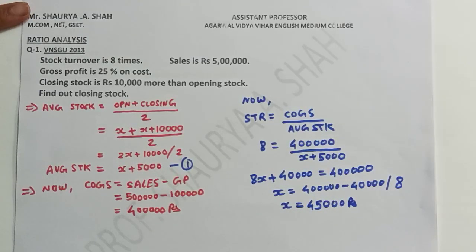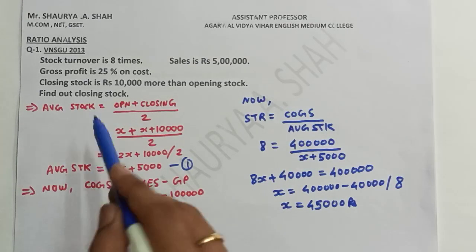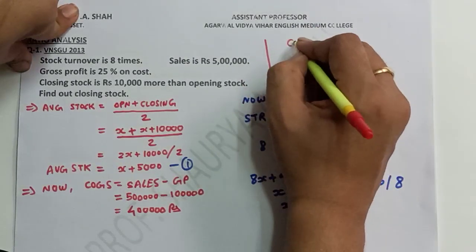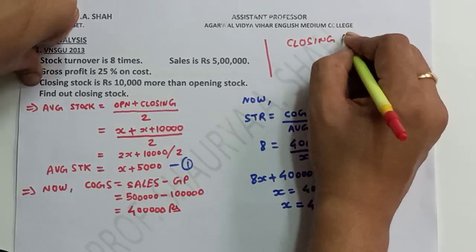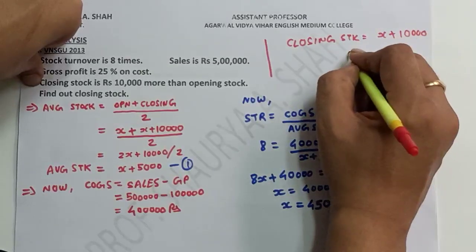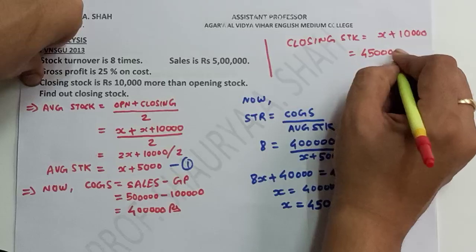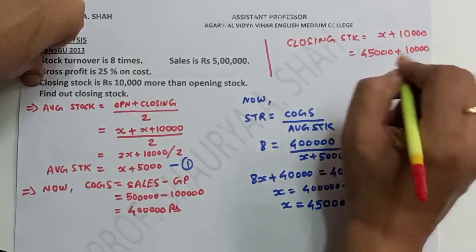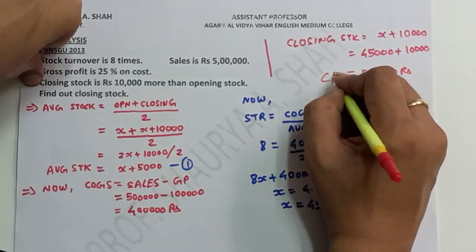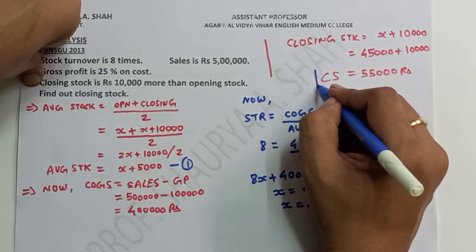Now what is being asked in the sum, students, that you need to look very carefully. You have been asked the value of closing stock. Now x stands here for opening stock, right? So what will be my closing stock? Finally my closing stock will be x plus 10,000, that is 45,000 plus 10,000. So I'll get my answer of closing stock as 55,000 rupees is my final answer that is asked in the sum.